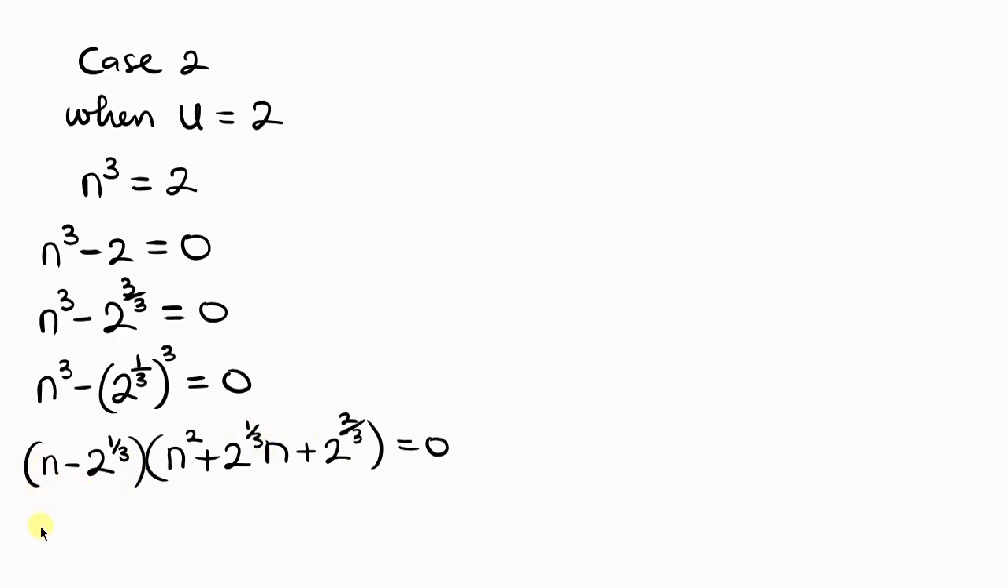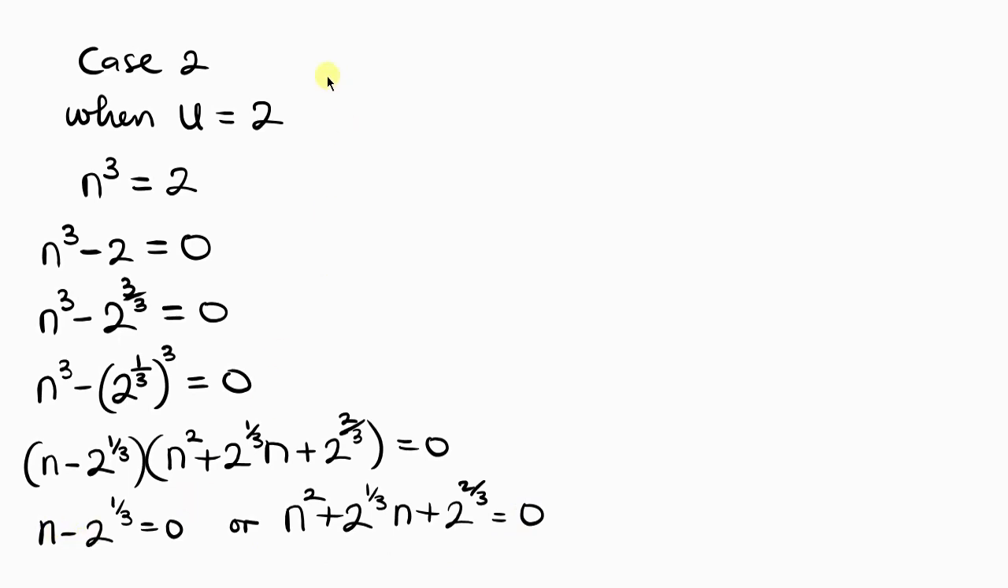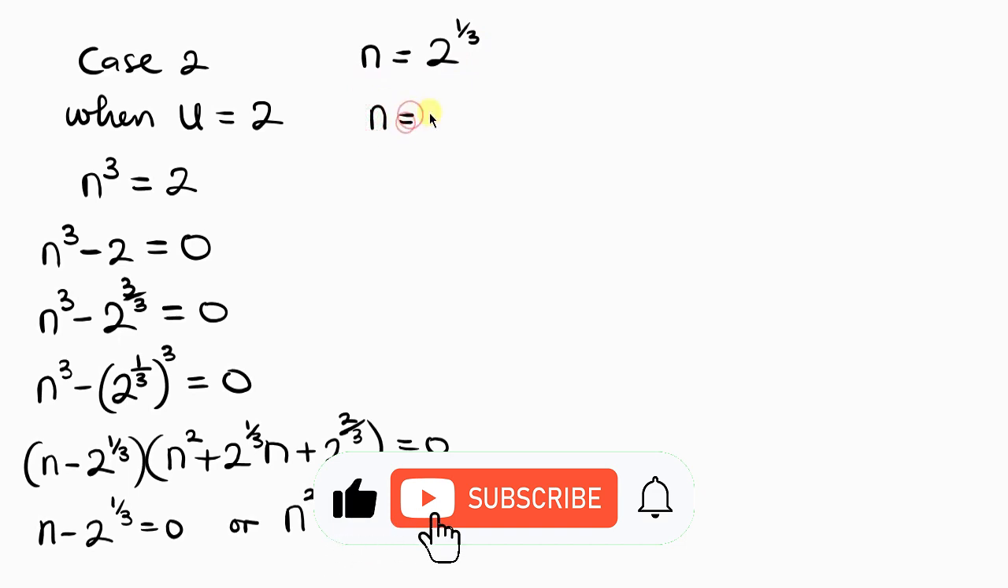So from the first case, we see that n minus 2 to the power of 1 over 3 is equal to 0. Or from this second case, n to the power 2 plus 2 to the power of 1 over 3 times n plus 2 to the power of 2 over 3 is equal to 0. So from our first case, we see that n is equal to 2 to the power of 1 over 3, because as I move this negative 2 to the power of 1 over 3 to the right, I get positive value. And this can be expressed as the cube root of 2.